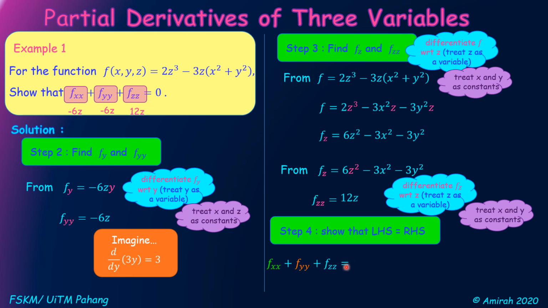So we have fxx plus fyy plus fzz equals negative 6z minus 6z plus 12z. After we simplify, we get 0 here. Then we can compare. From the given question, we want to show that fxx plus fyy plus fzz equals 0. So from here, we have shown fxx plus fyy plus fzz equals 0. So it's shown, right?